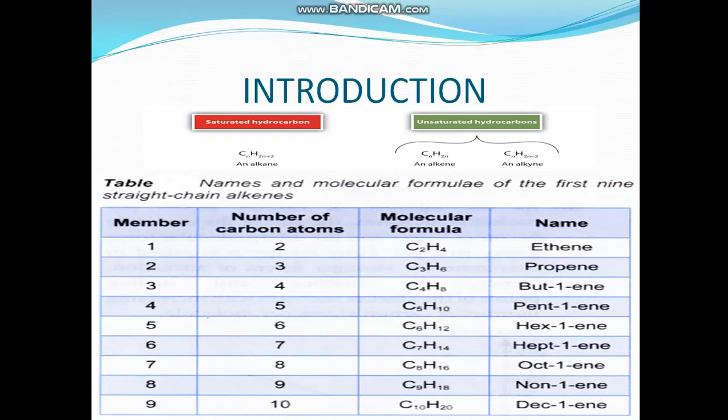The fourth member is pent1ene, also called pentene, or in common language pentylene, with molecular formula C5H10. The next member is C6H12, hex1ene. Next is C7H14, hept1ene. You can see how many carbon atoms there are, and the number of hydrogen atoms is double, because the general formula is CnH2n, and in the suffix we are always using ene. Ene represents the double bond.